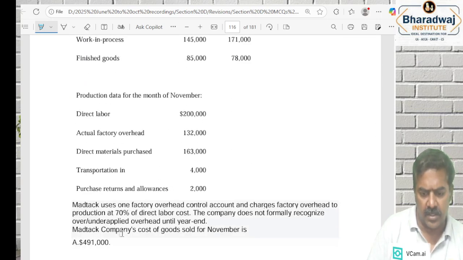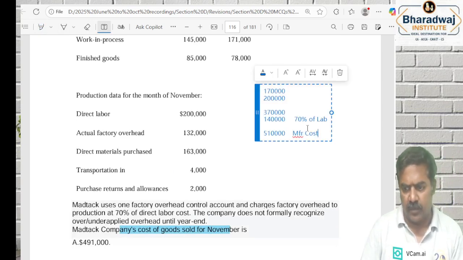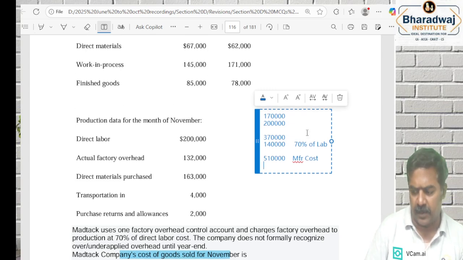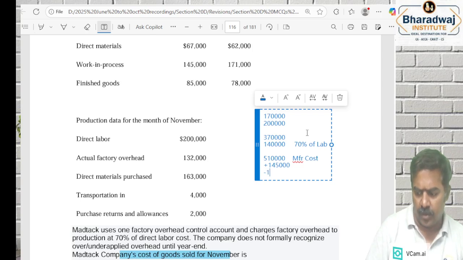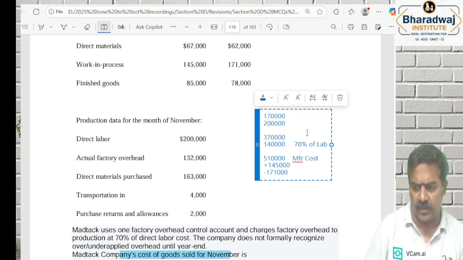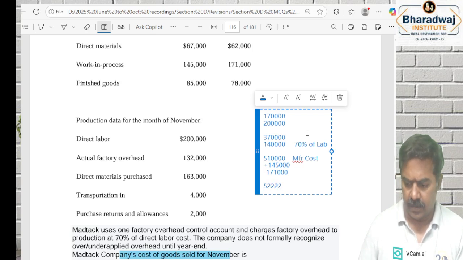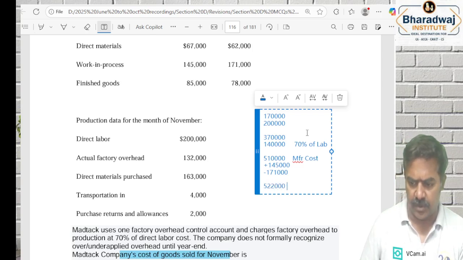Here I hope they would have asked cost of goods sold. Same working, manufacturing cost. Add opening WIP 1,45,000 minus closing WIP 1,71,000. This will give us cost of goods manufactured. What is cost of goods manufactured? 522. 522 is cost of goods manufactured.